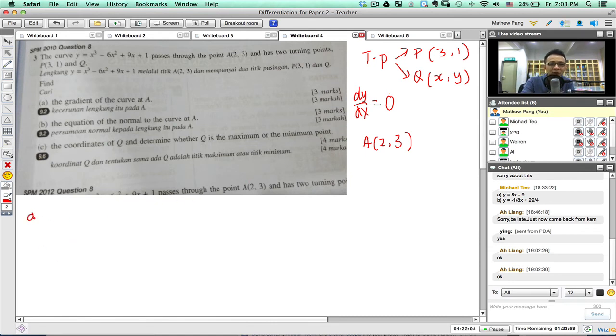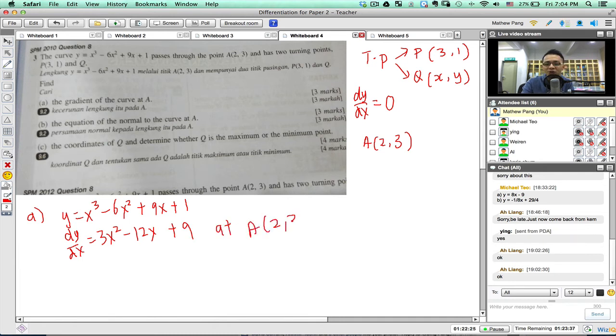So over here, when I see the word gradient, first thing coming to mind is dy/dx. So I have y equals x cubed minus 6x squared plus 9x plus 1. First thing is, I will differentiate this one. My dy/dx will equal 3x squared minus 12x plus 9. So at A, we know the x actually equals 2. So when x equals 2, my dy/dx, which is my gradient function, which is my gradient, because it asks you to find the gradient of the curve at A: 3 multiply 2 squared minus 12 times 2 plus 9.